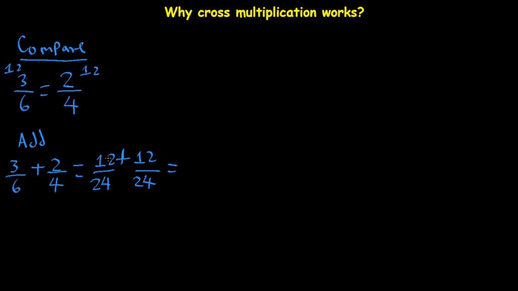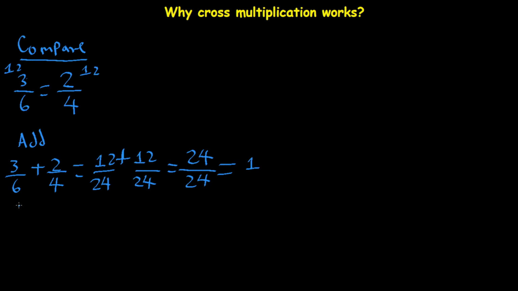Now we can add the numerators. This is going to give us 12 plus 12 is 24, and we keep the denominator here, and 24 over 24 is going to be 1.